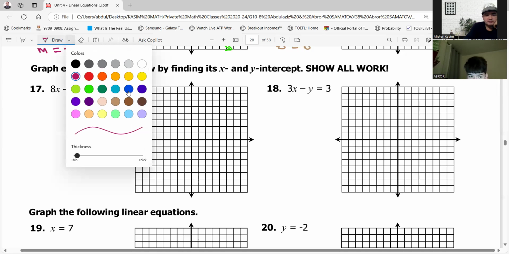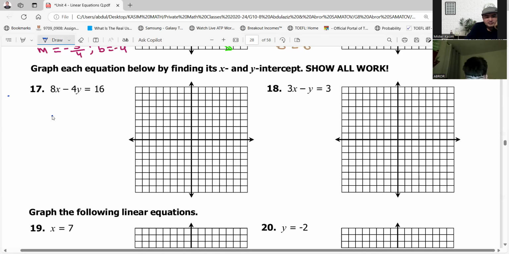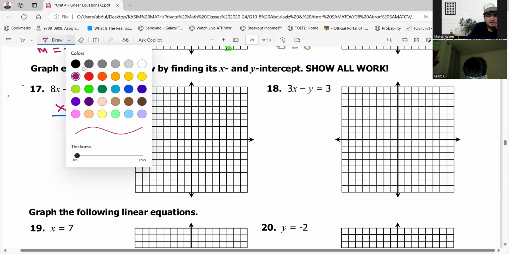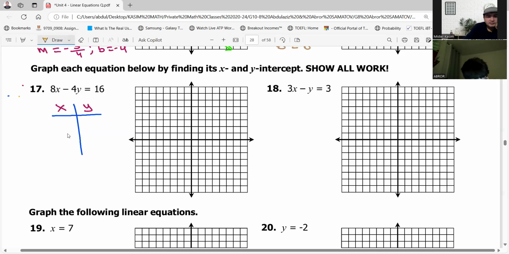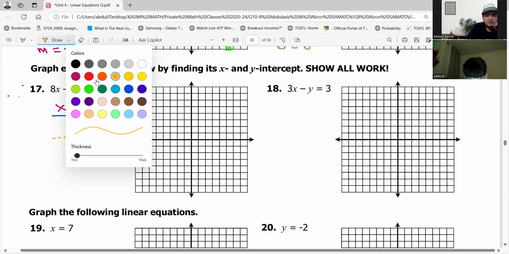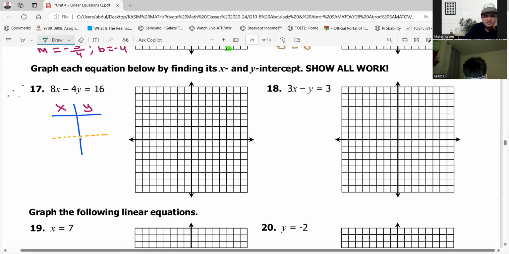Abror, actually we need to make a table. Make a table. Okay. So let's say this one is x and this one is y. Maybe I can draw one more thing here so that we have one more table. Okay. So first we have to calculate this. When x equals 0, what is y? When y is equal to 0, what is x? Okay.